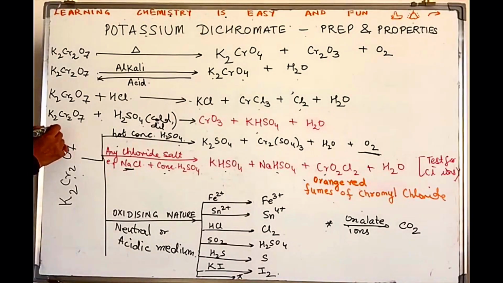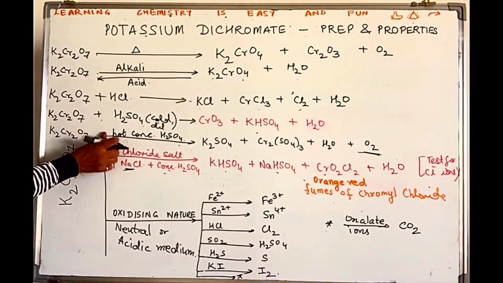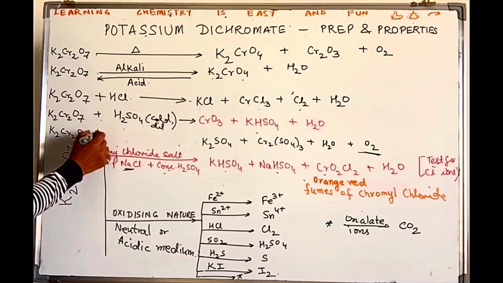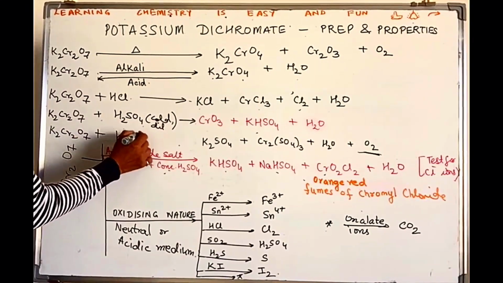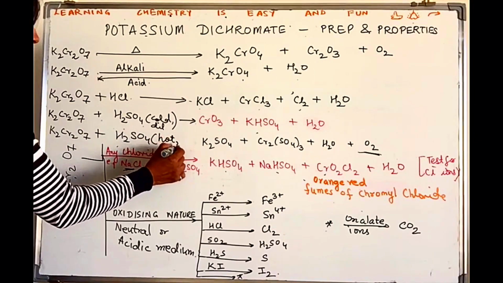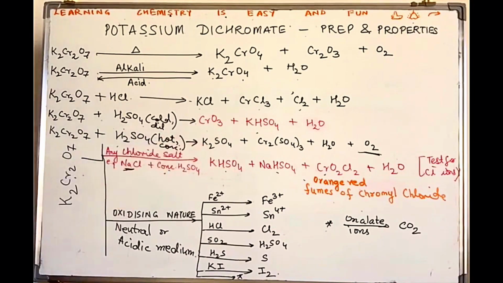Going on to the next one, K2Cr2O7 plus hot concentrated H2SO4. So H2SO4 hot and concentrated, simple. Complete the equation, and at every step please don't forget to balance the equation.